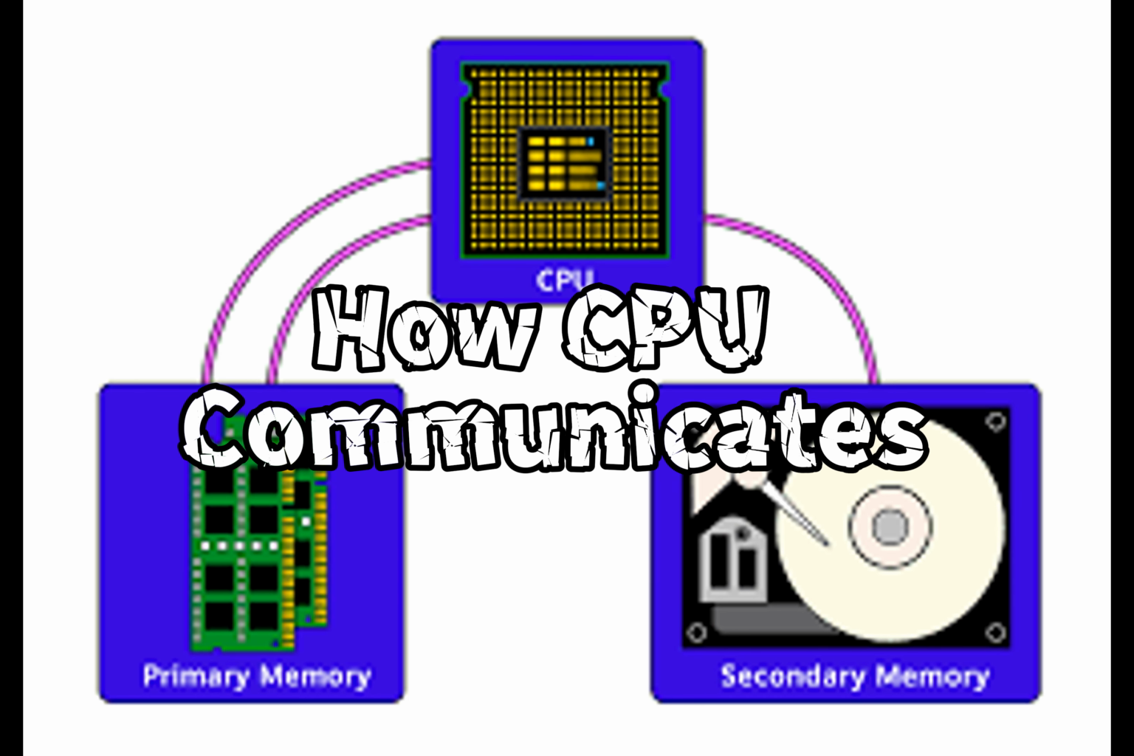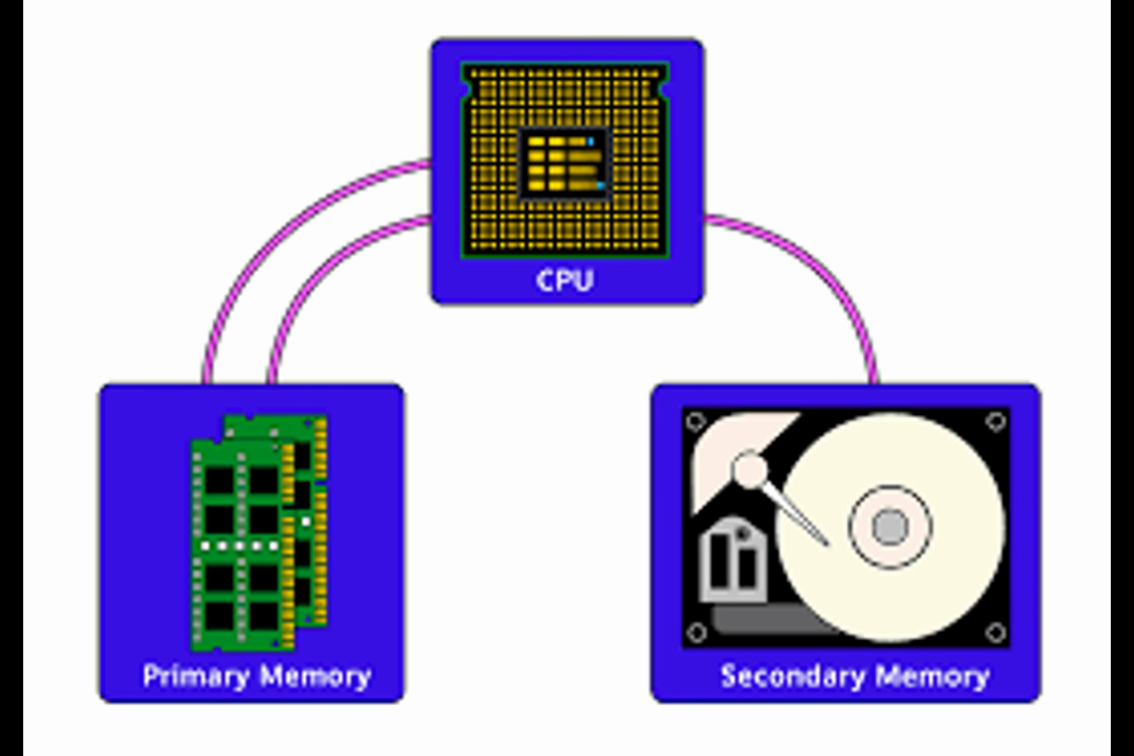How CPU communicates. The CPU doesn't work alone, it communicates with other parts through the motherboard using pathways called buses. RAM. Think of this as your chef's counter where ingredients are temporarily stored. CPU fetches what it needs from RAM. Storage, HDD or SSD. This is your pantry. It stores ingredients for the long term. CPU pulls data from storage when needed.